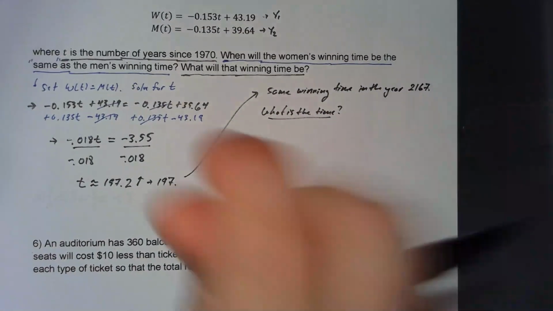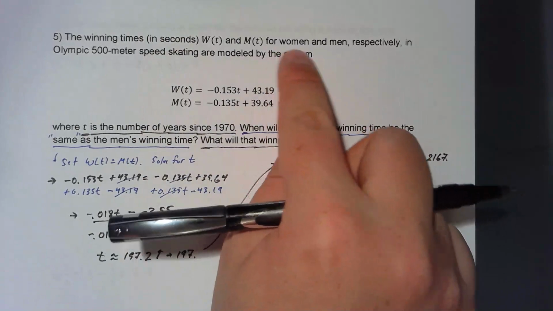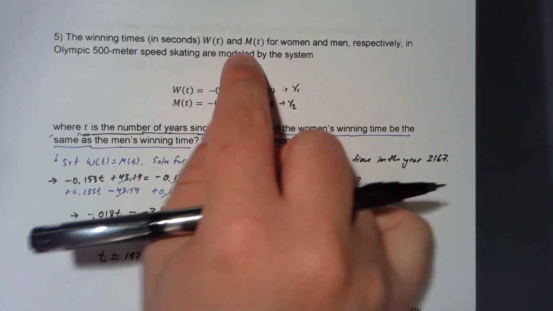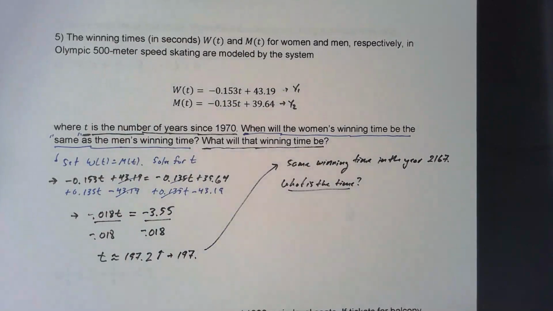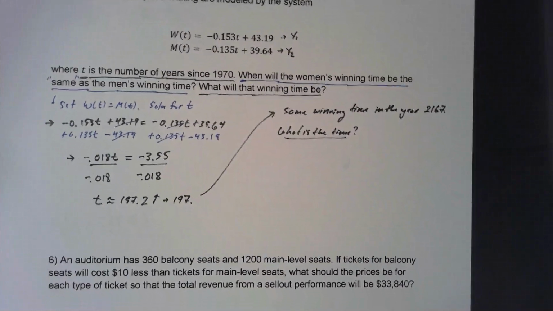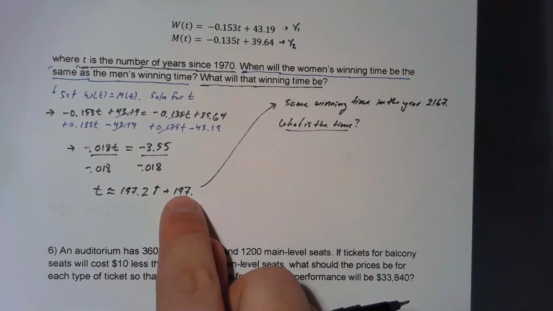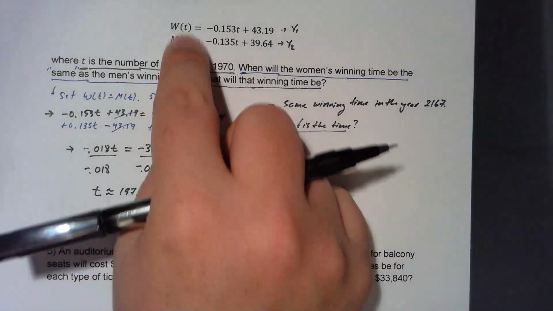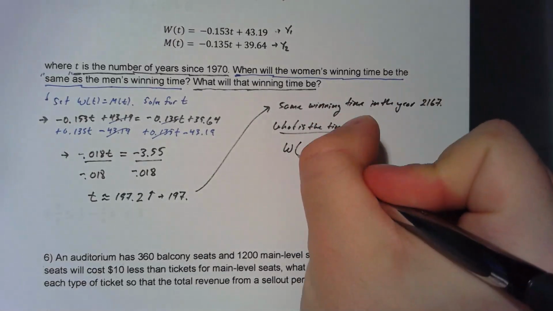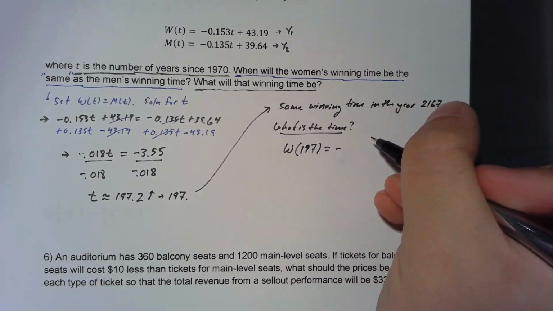To figure that out, that's what the function measures, right? The function measures in seconds how long it takes for them to do the 500-meter skating race. So you're not going to plug the year in, you're going to plug in the number of years. You can plug that into either the first one or second one. I'll pick the first one. So W at 197 gives you negative.